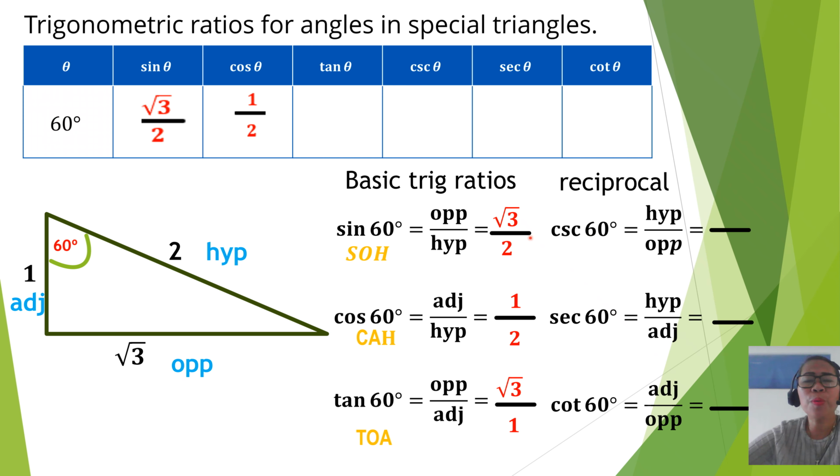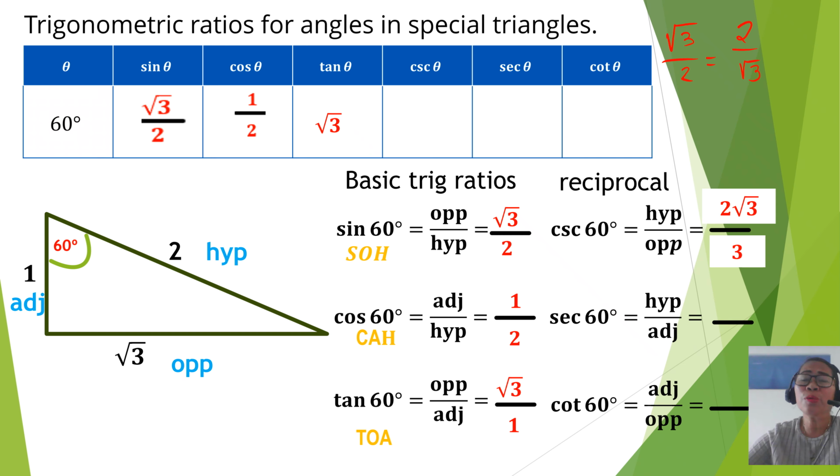And remember, the reciprocal of square root of 3 over 2 is 2 square root of 3 over 3. Now the question: why are we able to have the reciprocal of square root of 3 over 2 as 2 square root of 3 over 3? So let us check. Remember, guys, square root of 3 over 2, we will be reciprocating it because we will be getting the cosecant. So that will become 2 over square root of 3. This is already the reciprocal.